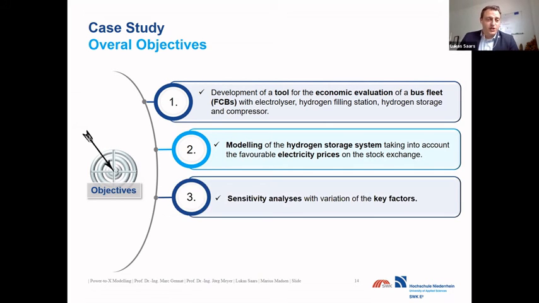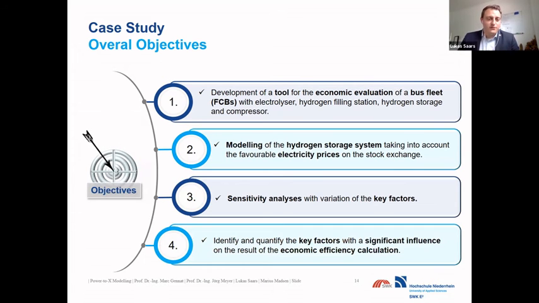Then a third objective, sensitivity analysis with variation of the key factors. The sensitivity analysis quantifies the influence of the main parameters on the result of the profitability calculation. And we just want, with the sensitivity analysis in the fourth step, to identify and quantify the key factors with significant influence on the result of the economic efficiency calculation.